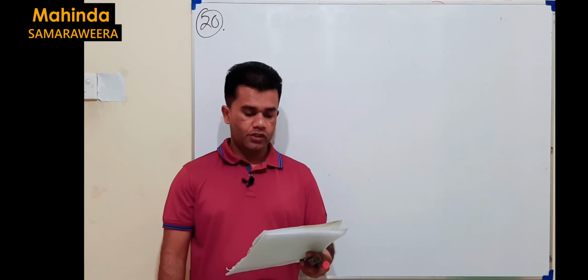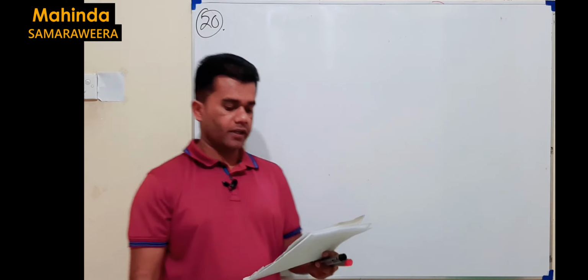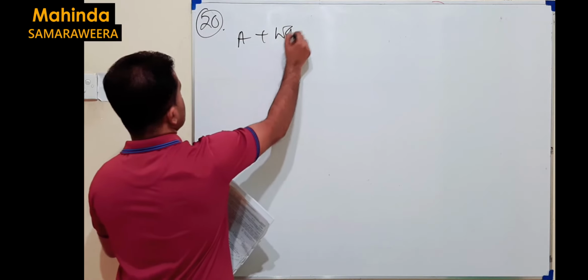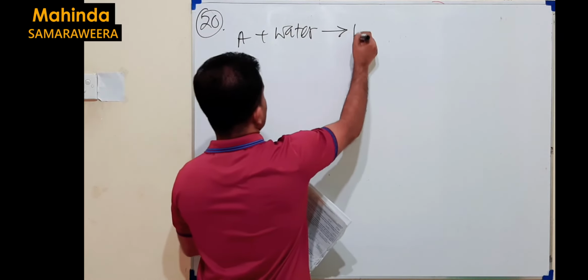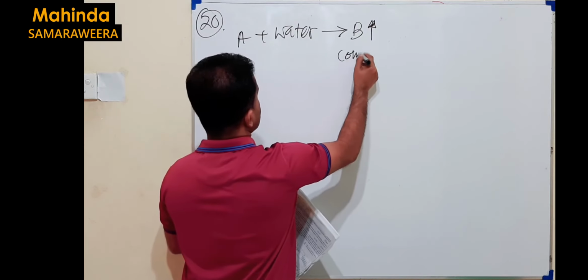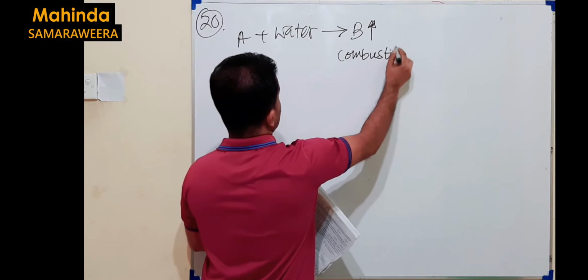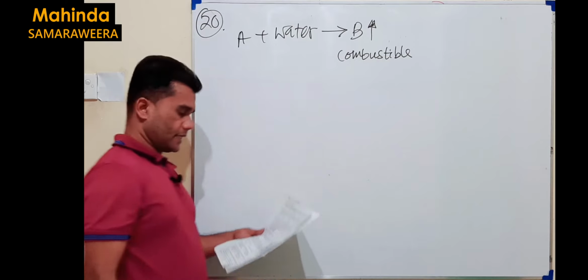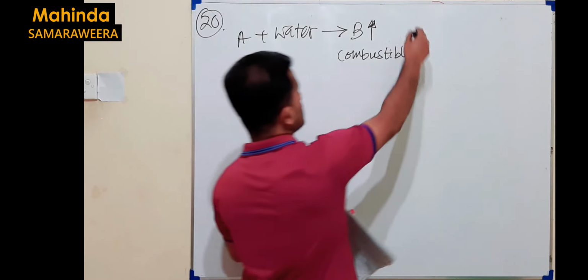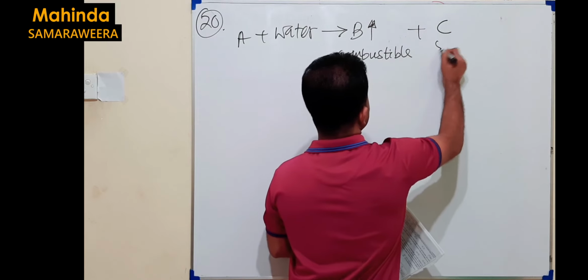We are in the 20th question. When a substance A reacts with water, it produces a combustible gas B. A reacts with water to give B, a gas, and this is combustible. Combustible means you can burn that gas easily. A solution of a substance C in water. C is a solution.